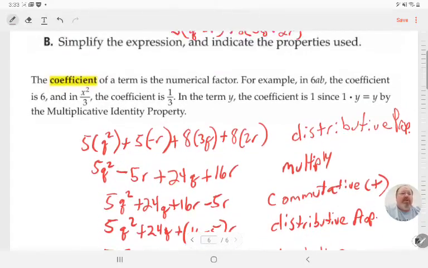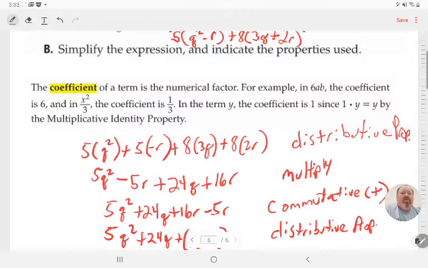All right. This last little tidbit was just that the coefficient of a term is the numerical factor. For example, in 6ab, the coefficient is 6. In x squared over 3, the coefficient is 1/3. And the reason for that is 1/3 times x squared would give me x squared over 3. Okay? In the term y, if you just have a variable, there's really a 1 in front of it. So the coefficient would be 1. So it's just letting you know what a coefficient is.